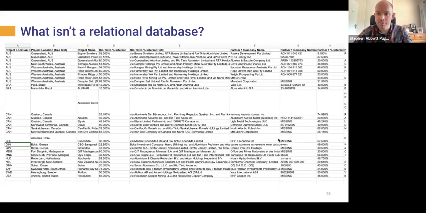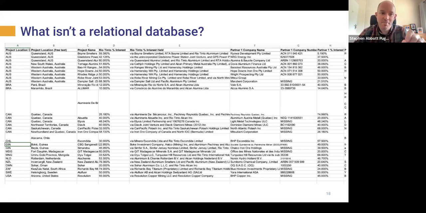This is the example of what isn't a relational database. So we see a lot of information. This is a live example. This is an example where my team at Open Ownership worked with Rio Tinto, who are a huge mining organization, to see how they could better release and structure the beneficial ownership information they have. Now you see they have this information. So you can see in column D here, Rio Tinto's percentage interest. They have very detailed information about the interest they hold.